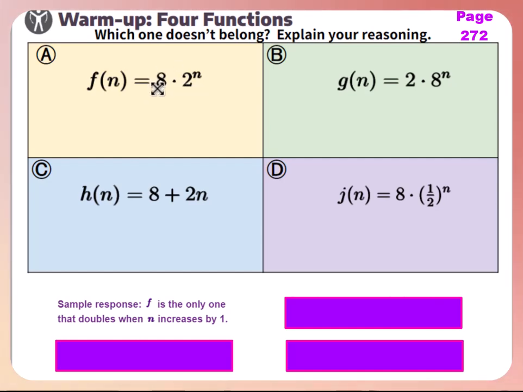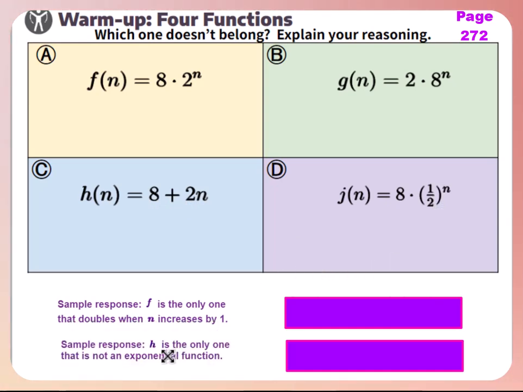The initial amount would be 8 and the growth factor would be 2. f is the only one that doubles when n increases by 1. Okay, I have a growth factor here of 8. This is a linear equation, and this growth factor is 1/2, so it's actually going to be decaying.